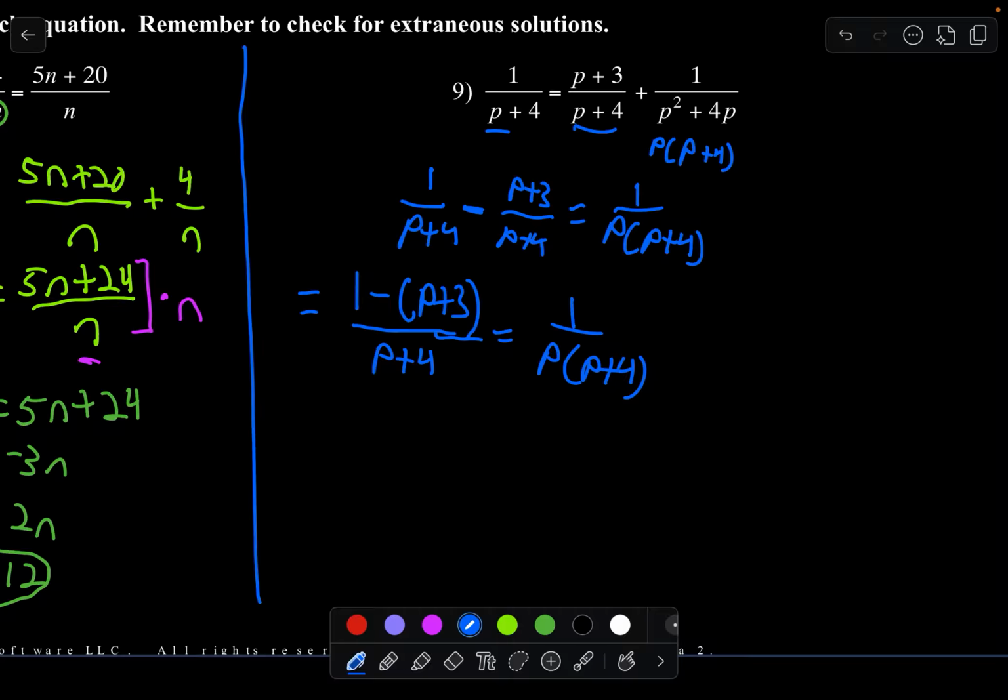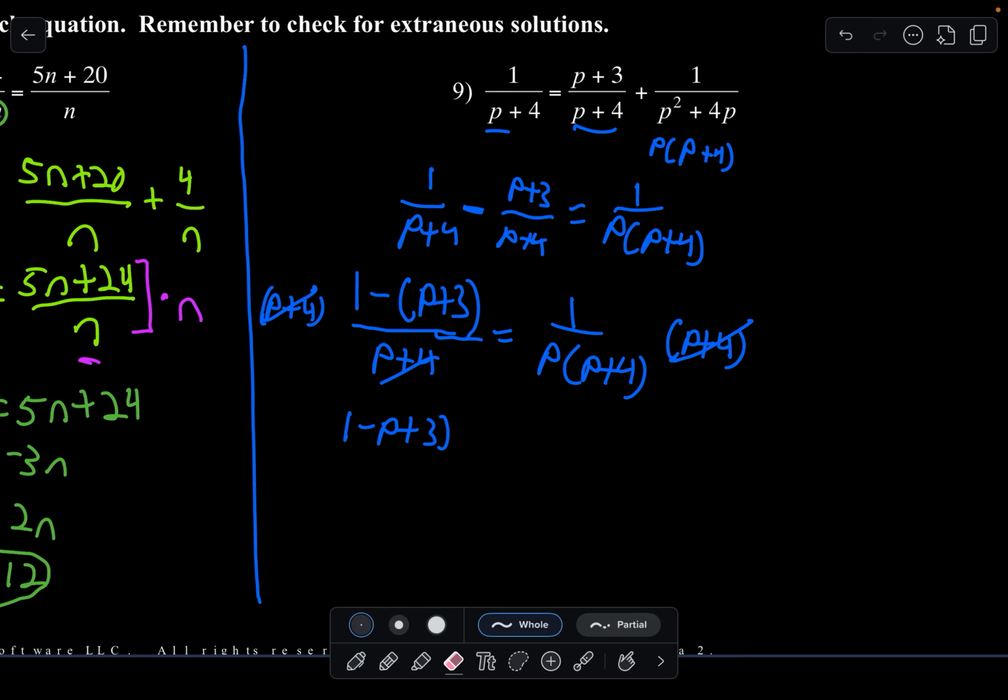Notice, now we have p plus 4 on both sides. We can just multiply both sides by p plus 4 to get rid of it on bottom. The p plus 4 divides out, the p plus 4 divides out, and we're left with 1 minus p plus 3, with nothing on bottom, oh, sorry, that's supposed to be in parentheses, equals 1 over p. Multiply both sides by p.